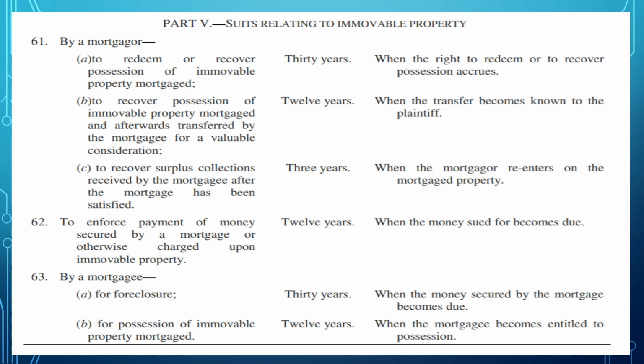And if he wants possession of the immovable property, that is, the mortgagee wants to get the possession of the mortgaged property, then if he wants to file a case for this, he has to file that case within 12 years. And that too, from when the mortgagee becomes entitled to the possession. That is very important.